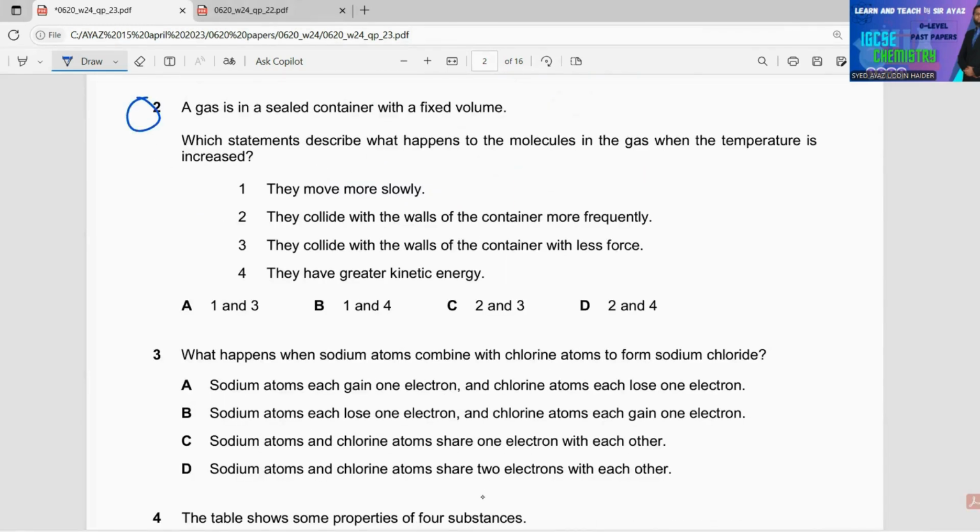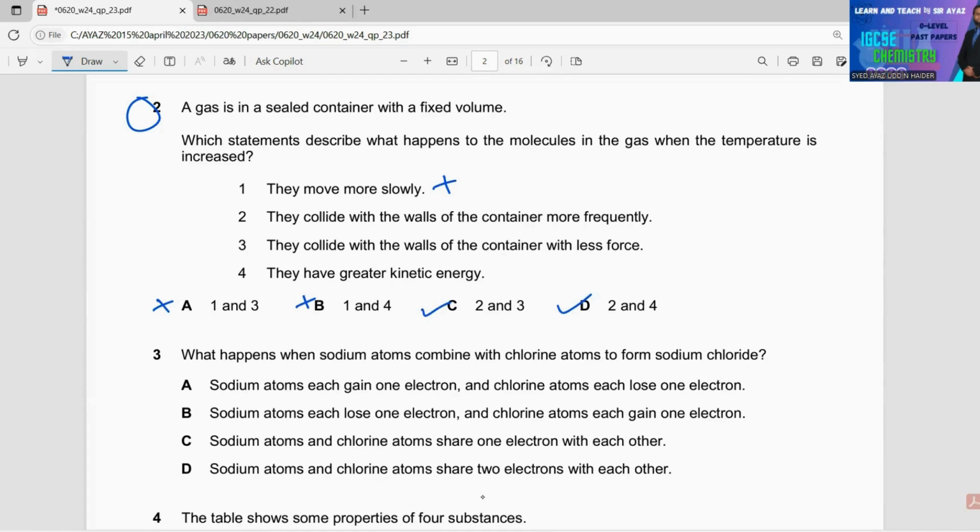This is in a sealed container with a fixed volume. Which statements describe what happens to the molecules in the gas when the temperature is increased? So we look at all these statements. They move more slowly. This is incorrect because at high temperature, the particles gain energy and they will start moving at higher speed. So if one is incorrect, both A and B are incorrect. Either C is correct or D is correct.